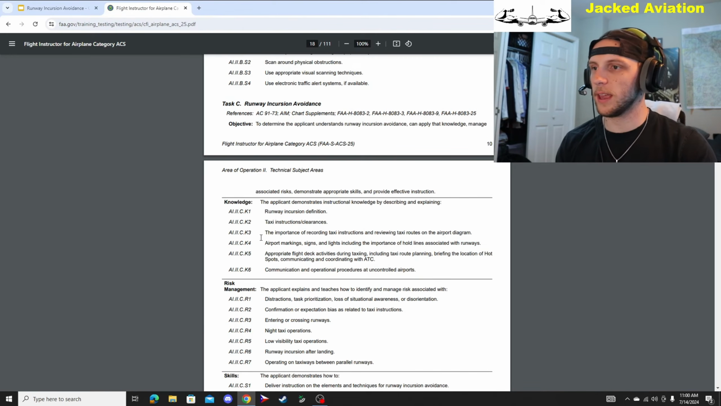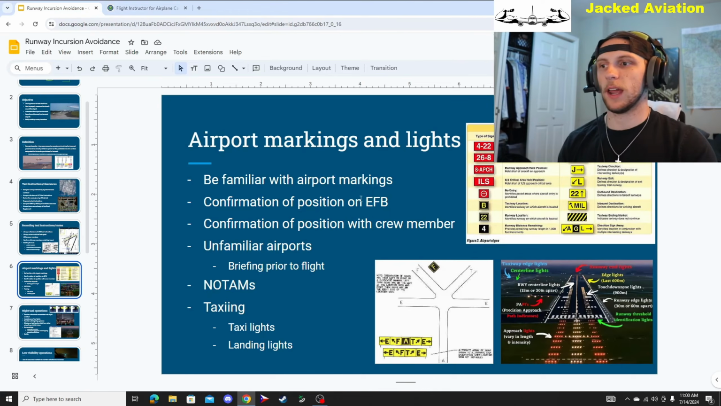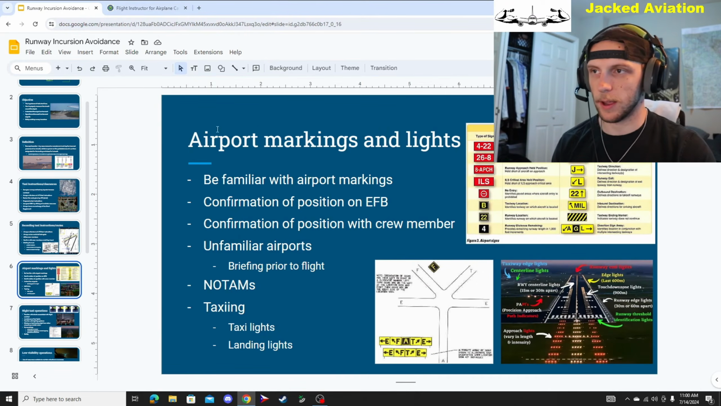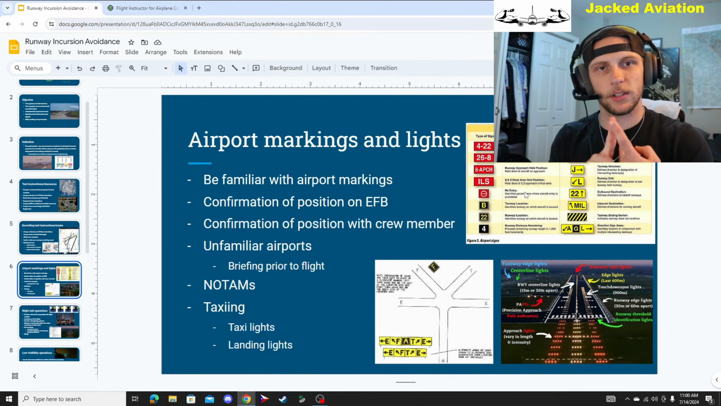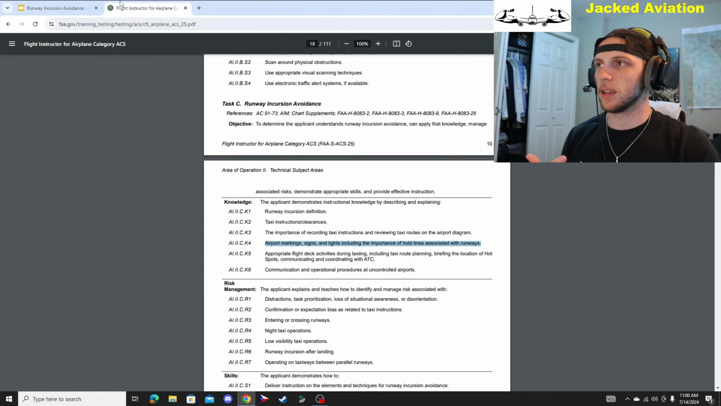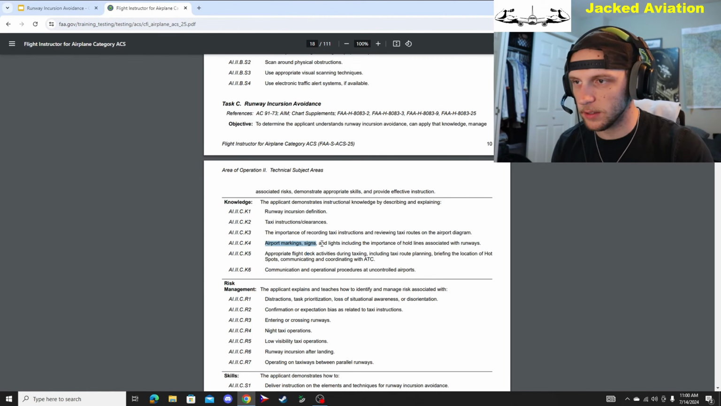The next up, we have airport markings, signs, and lights, including the importance of holding lines associated with runways. Now, this is going to be a lot of information, okay? But again, breaking it down little by little. So what are the basic signage that we have at the airport, right? Because it literally says airport markings, signs, and lights.